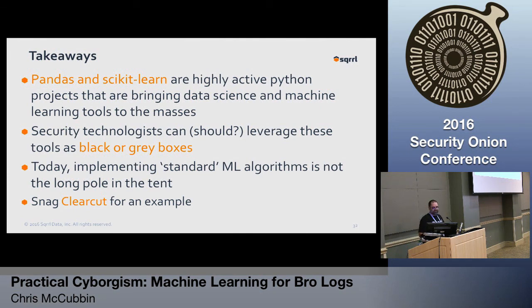But these standard, I'd call them, ML algorithms, implementing them, using them, it's not the long pole in the tent. It's really using them for the right things and for the right reasons. Of course, data collection, data cleaning, picking features, that's the hard part, not actually the implementation anymore. You can snag our library for an example.